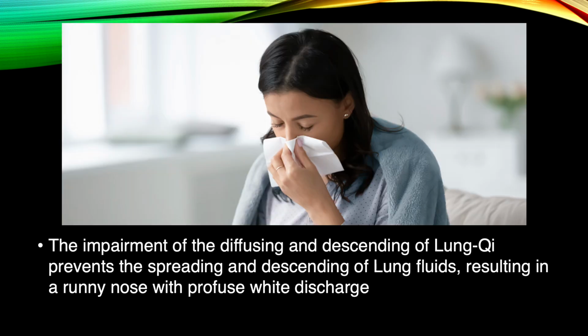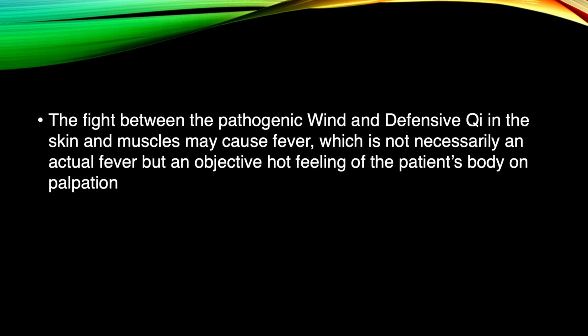The impairment of the diffusing and descending of lung Qi prevents the spreading and descending of lung fluids, resulting in a runny nose with profuse white discharge. The fight between the pathogenic wind and defensive Qi in the skin and muscles may cause fever, which is not necessarily an actual fever, but an objective hot feeling of the patient's body on palpation.